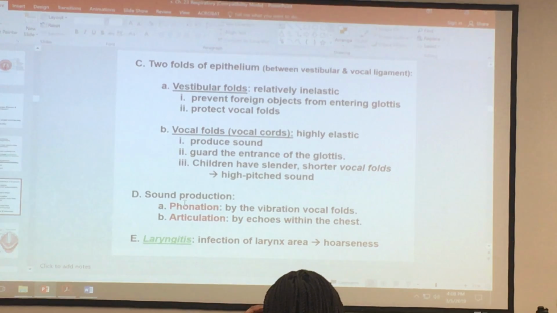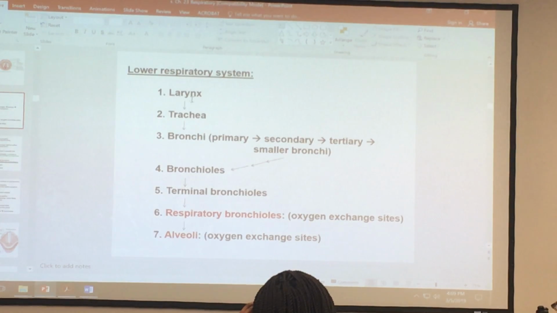The sound production mechanism is vibration, which we call phonation. The echo from the chest we call articulation. And we have the medical term laryngitis, infection of the larynx area. And so that is the B item talking about the larynx. Now we go down to the trachea.